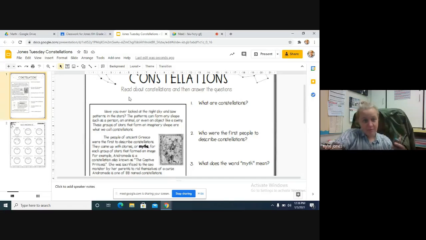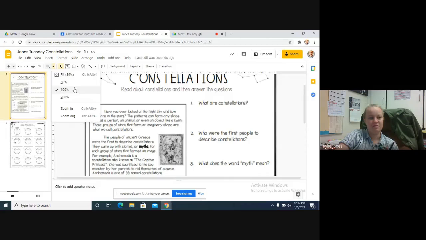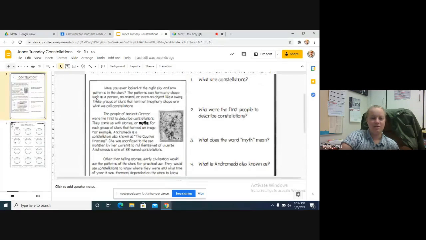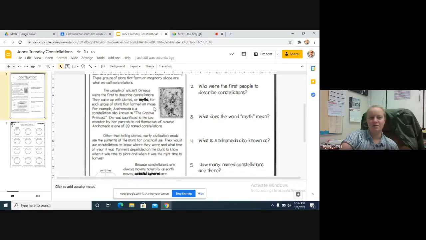It says, have you ever looked at the night sky and saw patterns in the stars? The patterns can form any shape, such as a person, an animal, or even an object, like a swing. These groups of stars that form an imaginary shape are what we call constellations, which is exactly what we learned yesterday. The people of ancient Greece were the first to describe constellations. They came up with stories or myths for each group of stars that formed an image.